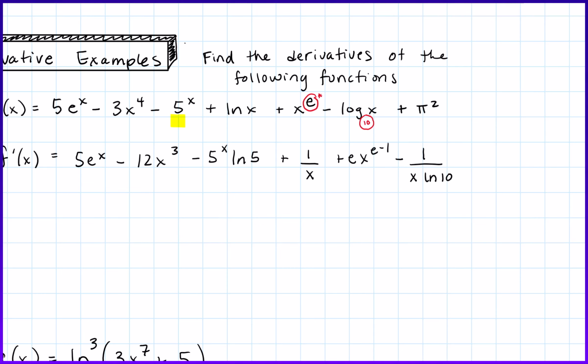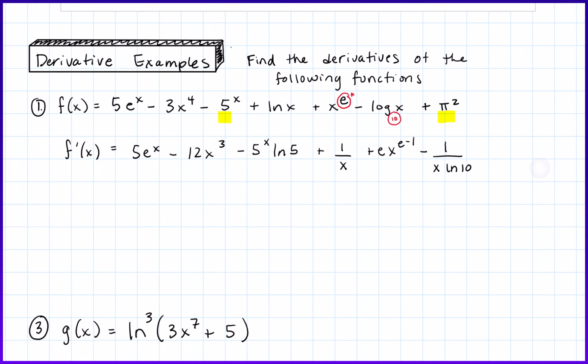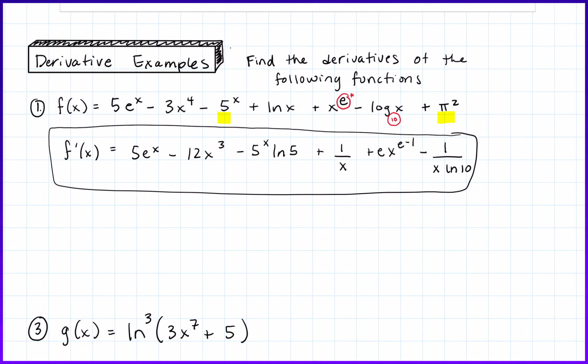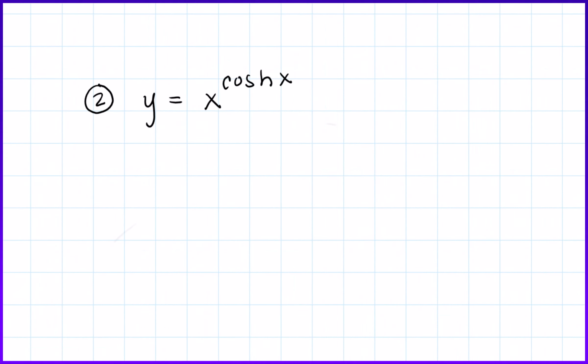And then notice on this last one, we've got pi squared. Well, that's just a constant. So when we take the derivative of that, that's technically just 0, but I'm not even going to write it. And that is my derivative. So there's my first derivative. Now, just remember, we went through that just term by term. There were no products or quotients, just a review of all those basic rules. So let's take a look at another one.